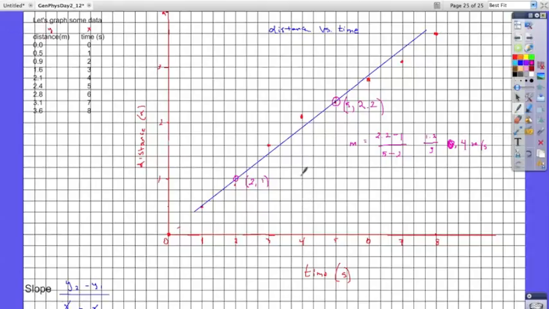So title, axes labeled, don't connect the dots, draw your trend line. Your slope must not be found with data points, but found with points on the trend line. And now we're done. Thank you.